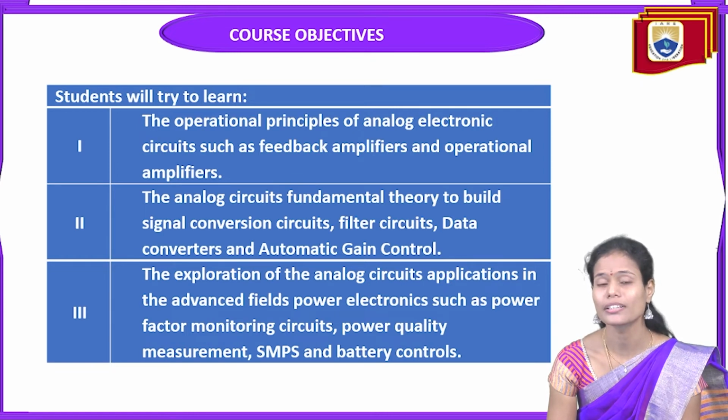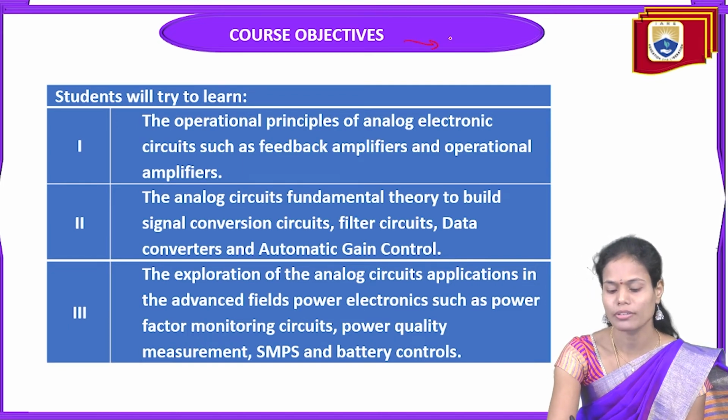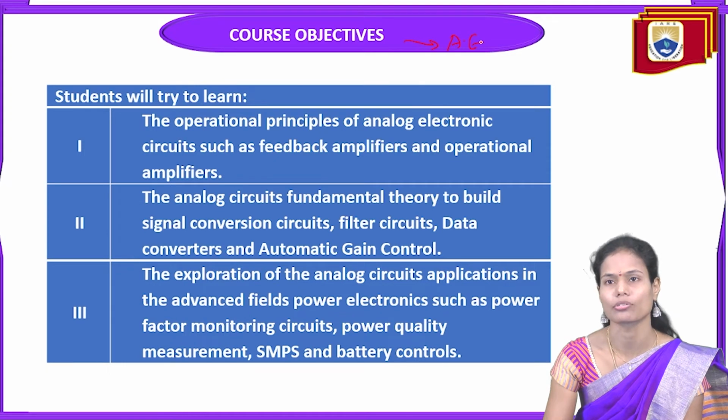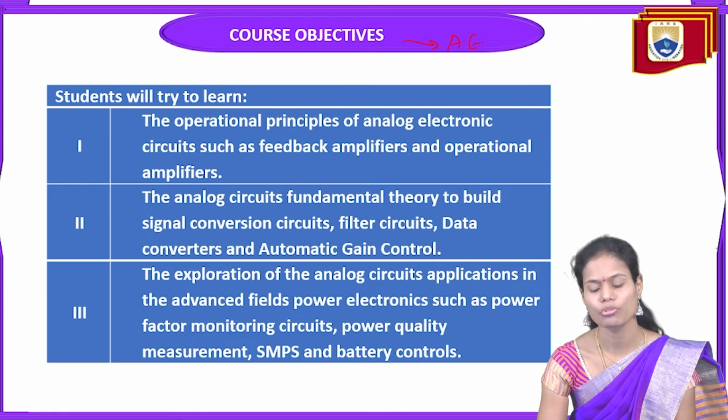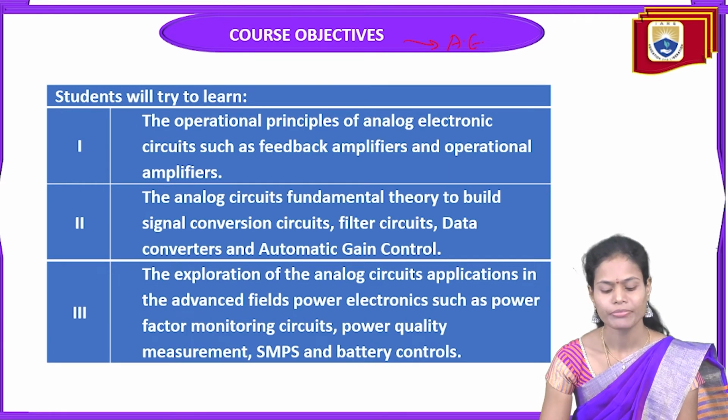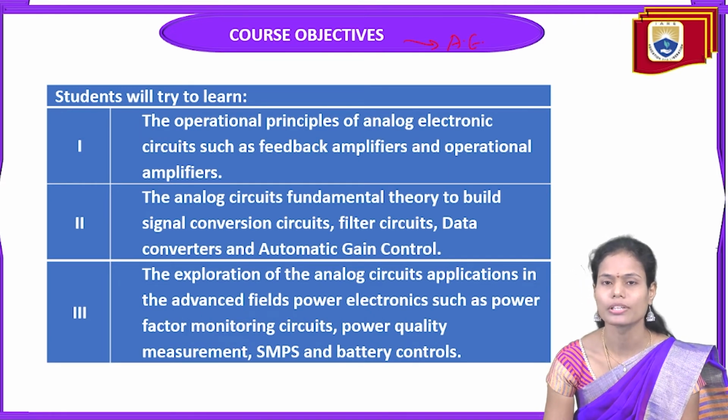What we are going to learn in that course. The students will try to learn the operational principles of analog electronic circuits such as feedback amplifiers and operational amplifiers here. Why? Because I have taken the subject as analog electronics here. And the second objective is the analog circuit fundamental theory to build signal conversion circuits, filter circuits, data converters, as well as automatic gain control circuits.